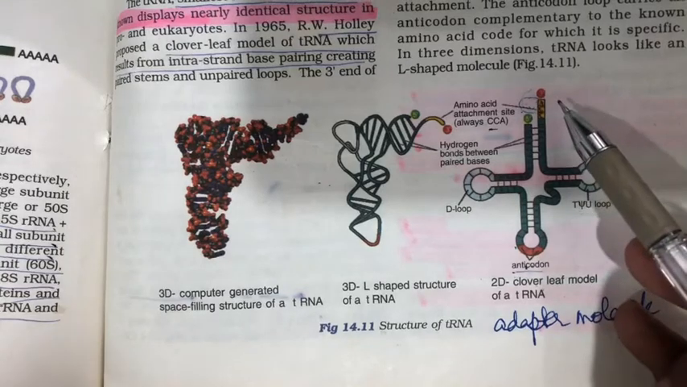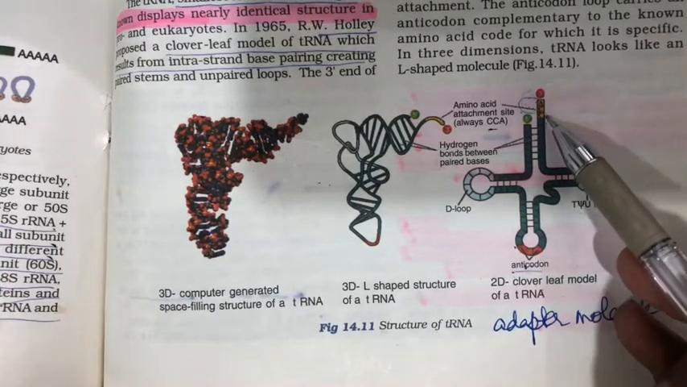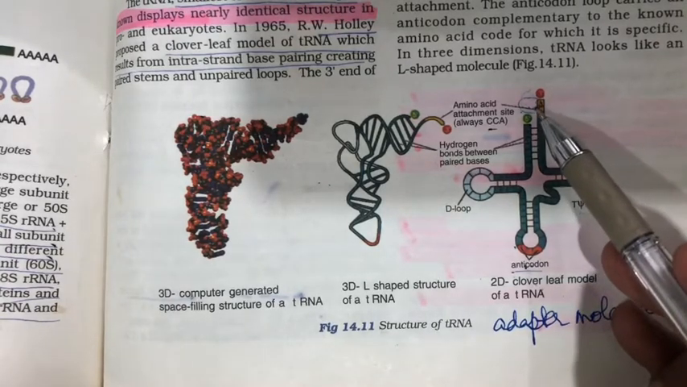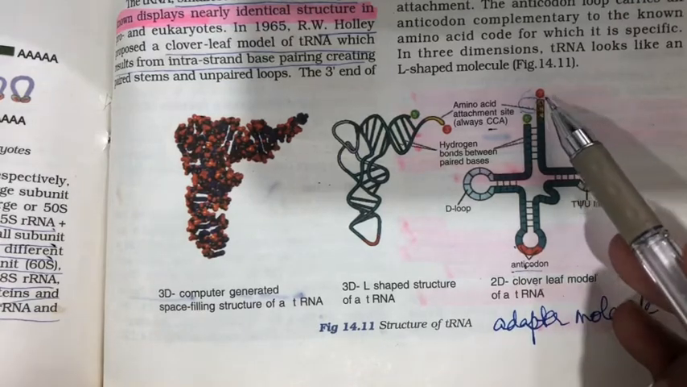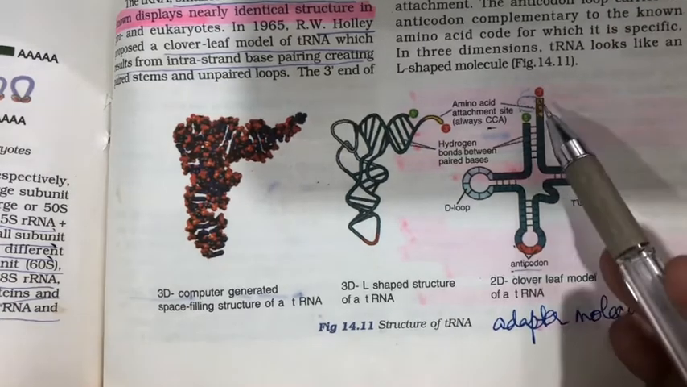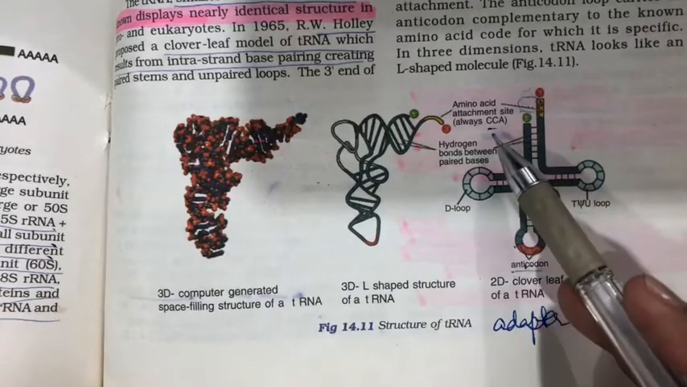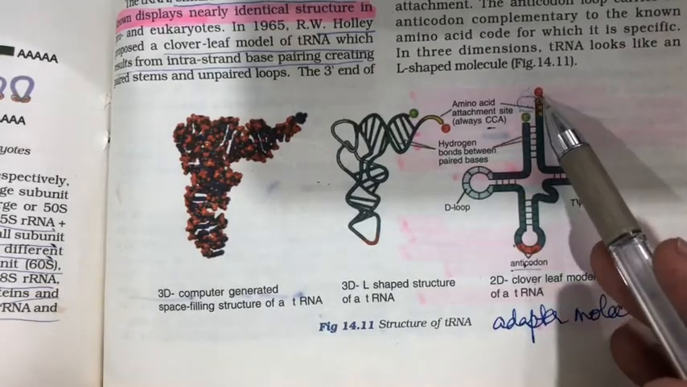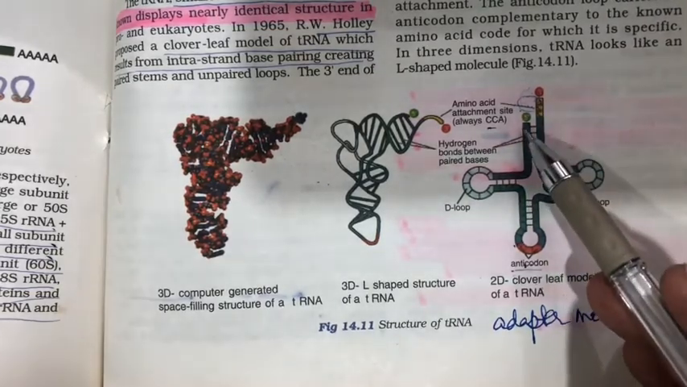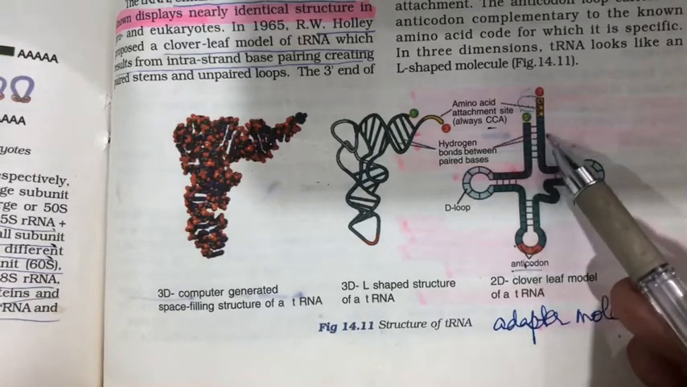Now on this 3' end there will always be ACC bases where the amino acid will be attached. This is called the amino acid attachment site, with this ACC, and from 5' to 3' it is CCA. And on the 5' end there will be bonding.